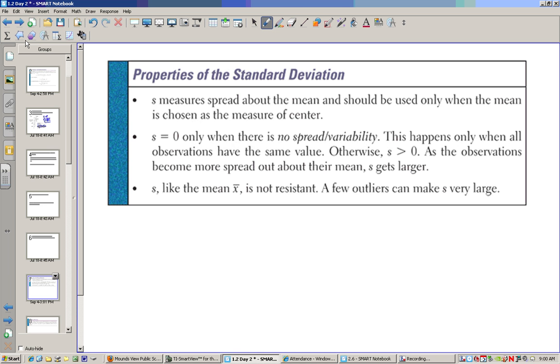As observations become more spread out, their S gets larger. S, like X bar, is not resistant. A few outliers can make S very large.